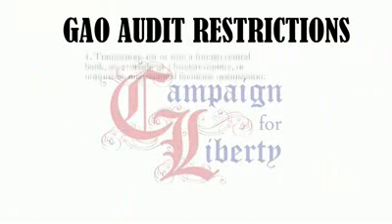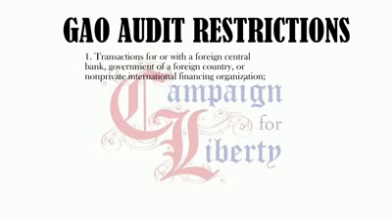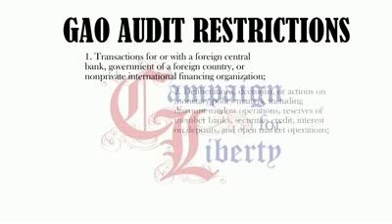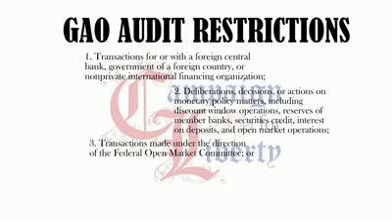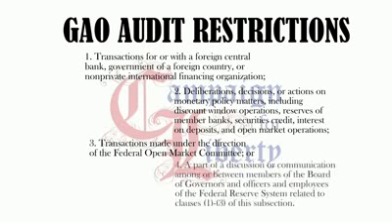Those are transactions for or with a foreign central bank, government of a foreign country, or non-private international financing organization; deliberations, decisions, or actions on monetary policy matters, including discount window operations, reserves of member banks, securities credit, interest on deposits, and open market operations; transactions made under the direction of the Federal Open Market Committee; or a part of a discussion or communication among or between members of the Board of Governors and officers and employees of the Federal Reserve System related to clauses 1 to 3 of this subsection. So those are the areas that GAO may not include by law in its audit.